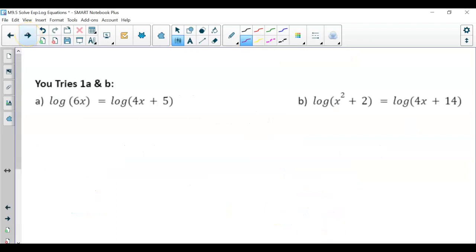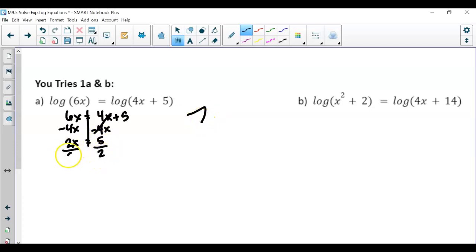So go ahead and pause the video and try these two U-tries on your own. And here we go. So again, you have two logs here, same base, so 6x is equal to 4x plus 5, and now just solving for x. Subtract 4x from both sides, 2x is equal to 5, and then divide by 2, and x is equal to 5 over 2.